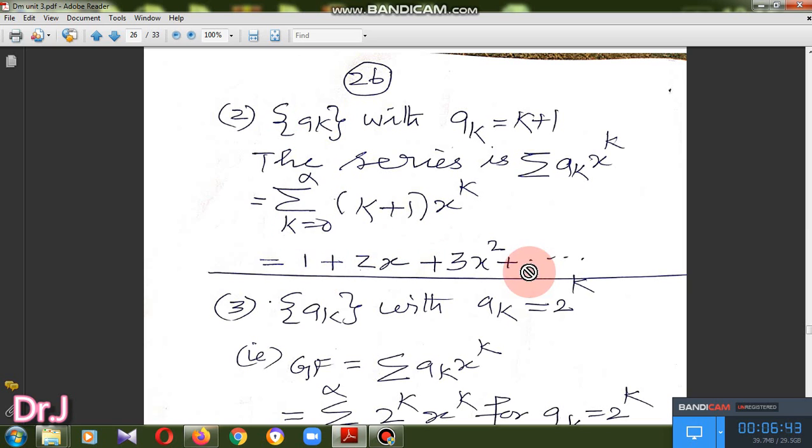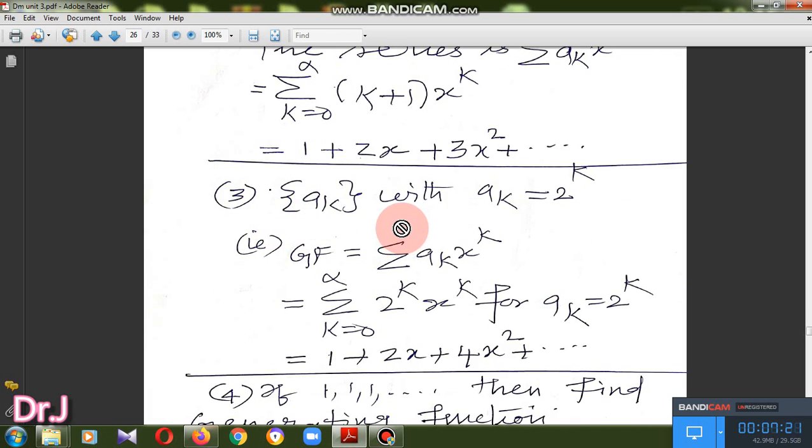If you expand this, you will get this. When k is equal to 0, you will get 1 into x power 0, that is 1. If k is equal to 1, 1 plus 1, 2, you will get 2 x power 1. If you put k equals 2, 2 plus 1, 3, you get this term, plus 4 x cube, like that, dot dot dot. Therefore, the generating function of the sequence is 1 plus 2x plus 3x square.